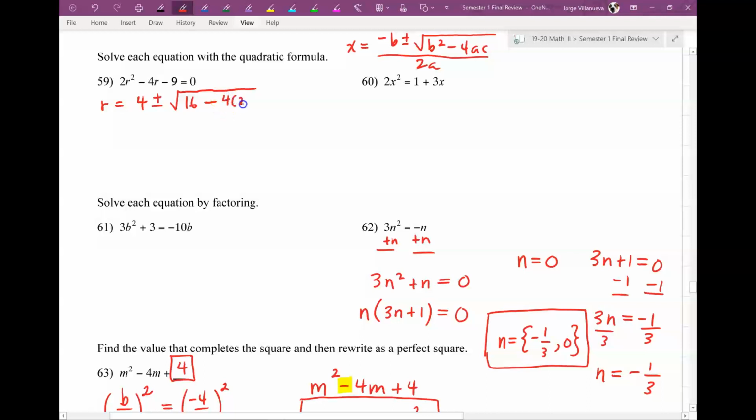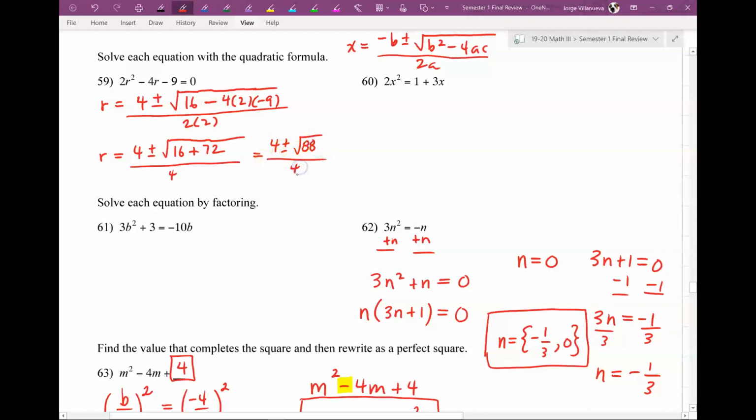Let me write that down: 4 times a times c, divided by 2 times a. That's 2 times 2, that's 4. So 4 plus or minus, that's 16 plus 72. I think 36 times 2 is 72. Yeah. Over 4. So this is equal to 4 plus or minus the square root of 88 over 4.